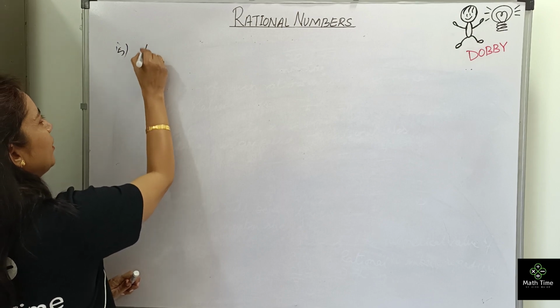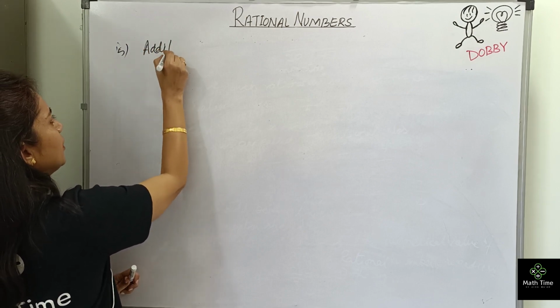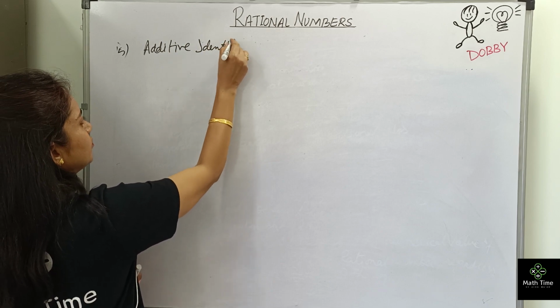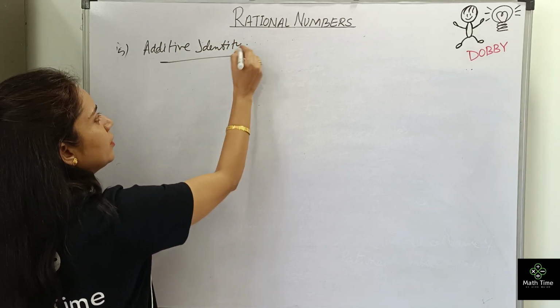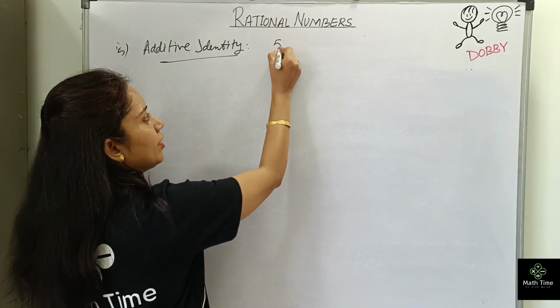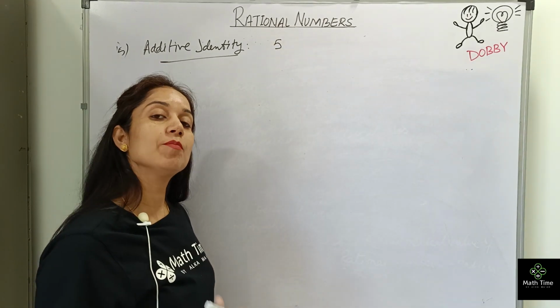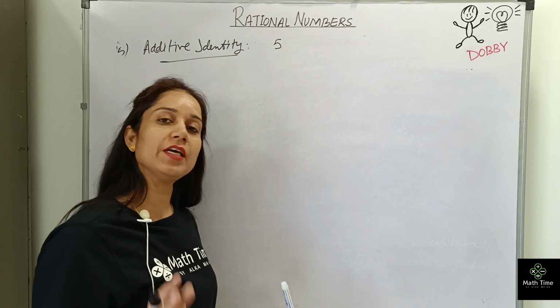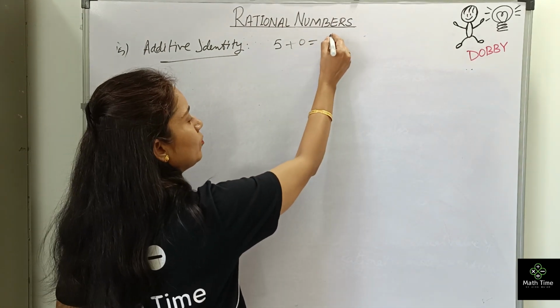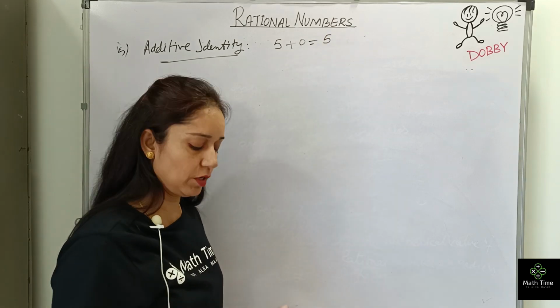हमारा 5th point है additive identity. इसको हम पहले सिंपल नंबर से अंडरस्टैंड करते हैं. 5 एक नंबर ले लिया, इसमें हम क्या प्लस कर दें कि ये 5 ही रहे. सो व्हाट इज दैट नंबर? 0. अगर हम 5 में 0 प्लस करते हैं तो इट विल रिमेन 5 ओनली.